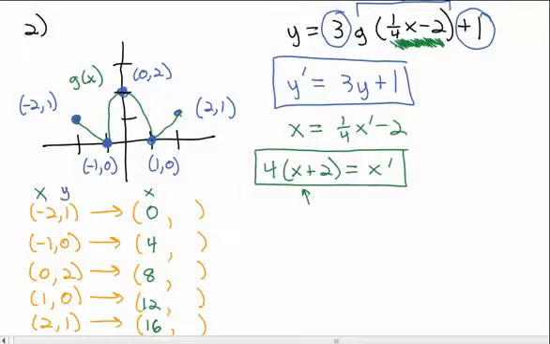To get our new y values, we plug them in for y in the y prime equation. This y prime equation tells us we're going to multiply by 3 and then add 1.